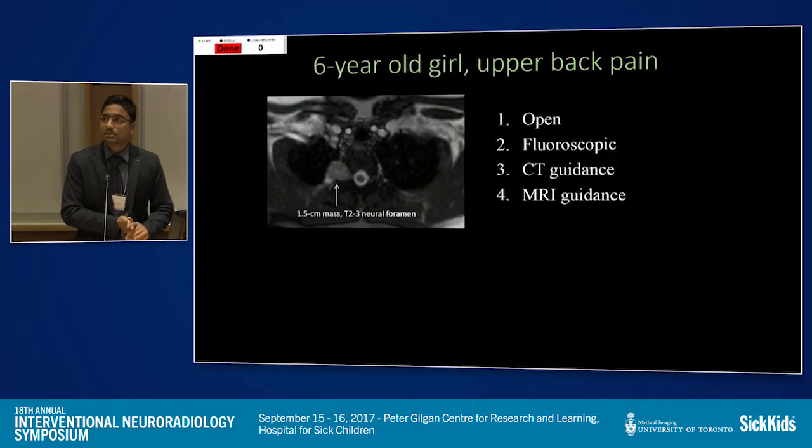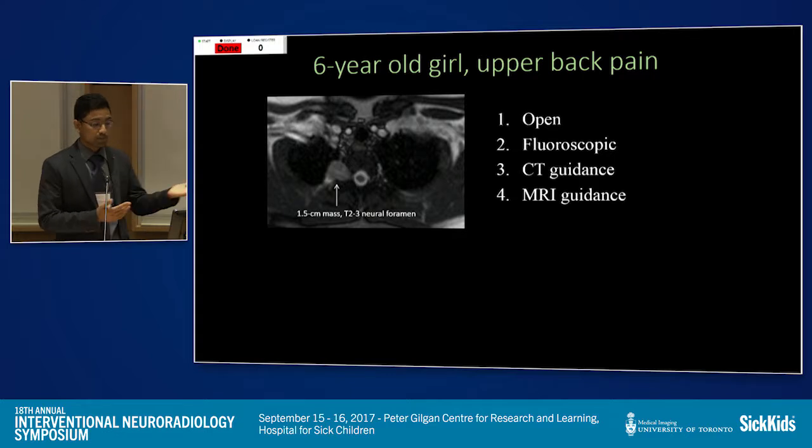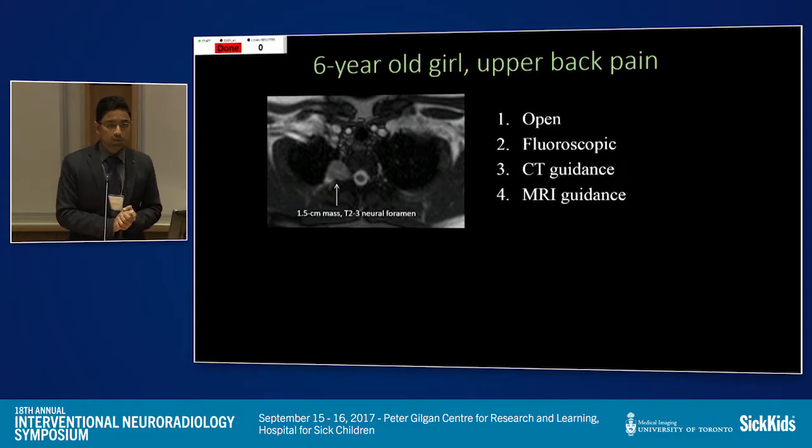Take the example of the 6-year-old girl who came a few days back actually with upper back pain and this small mass in the neural foramen. What would be the best approach if the oncologist wants to biopsy? Should we just wait and watch this and assume it's a benign mass? Should we go ahead with a conventional open surgical biopsy? As neuroradiologists, we would tend to want to do a CT-guided biopsy. And I think for most of us, that would make the most sense.